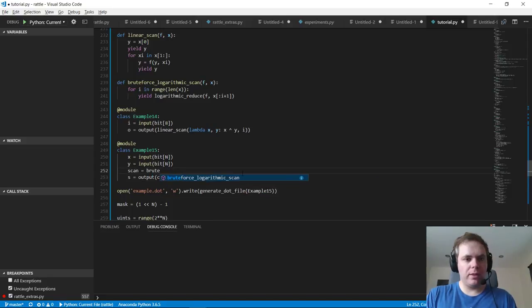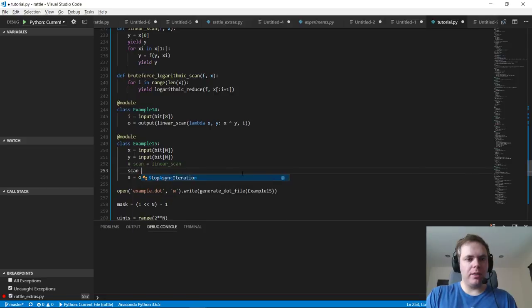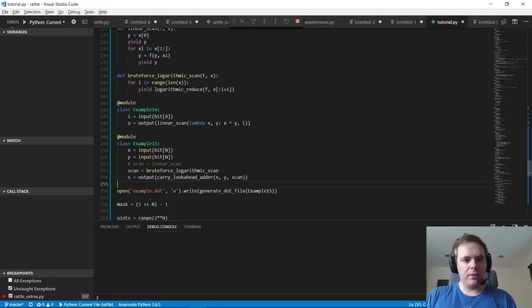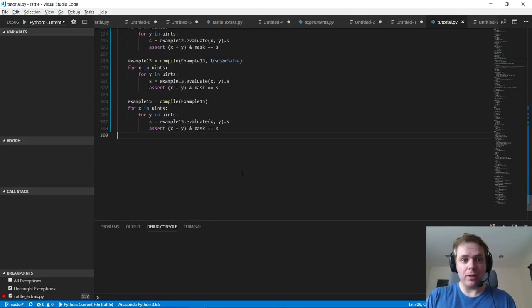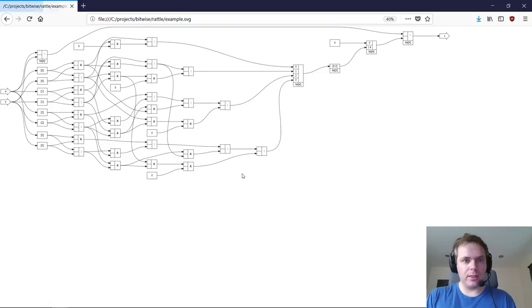And so let's try, well, let's leave this here, and then we'll try brute force logarithmic scan and see if that works. And it passes. I mean, we have tests, right? It works. Let's look at what the circuit looked like.